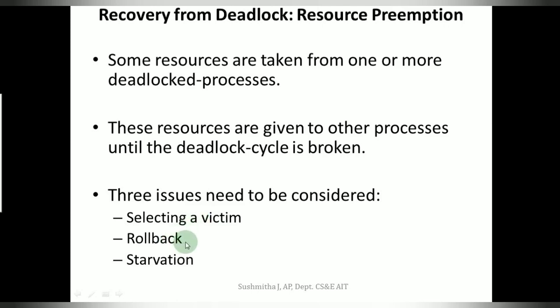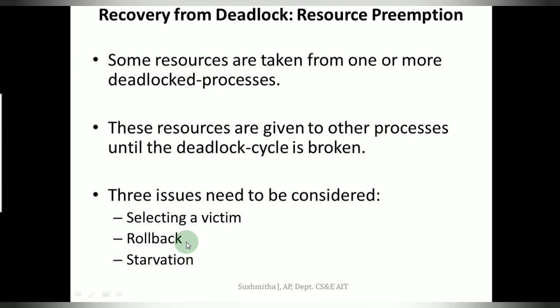The other one is the rollback. To which point should I be rolling back? Whenever I am preempting the resources, I preempt and roll back the process to a certain safe state. So we have to decide to which state, to which time it should be rolled back.